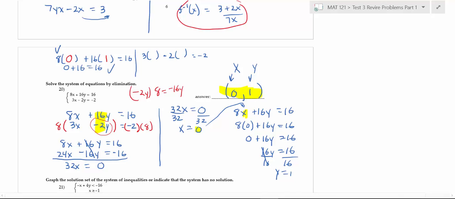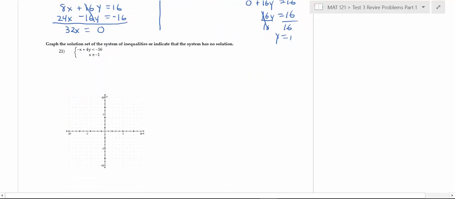That works. Now go to the second equation. X is 0, y is 1. Check it out. So that's going to be 0 minus 2 equals negative 2. That works, so that means you have the right answer to the problem. See, that only takes less than a minute to do. So it's important. Next thing we want to review is how to solve the system of inequalities.